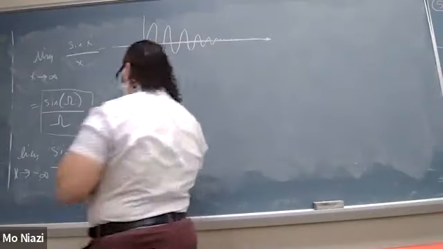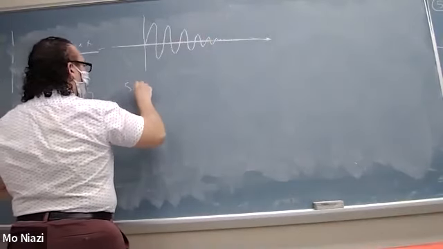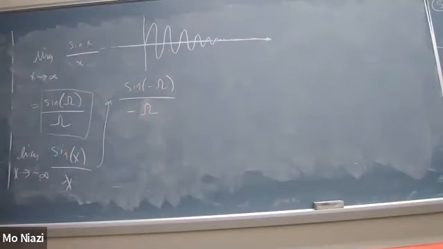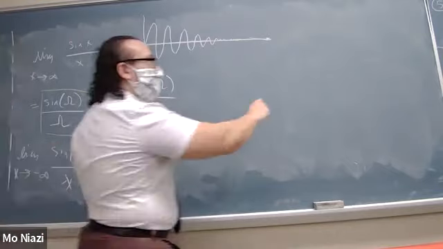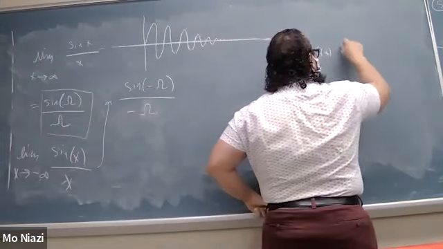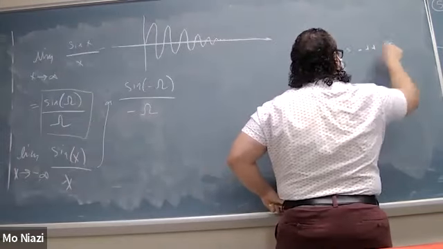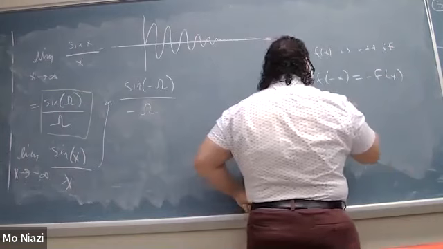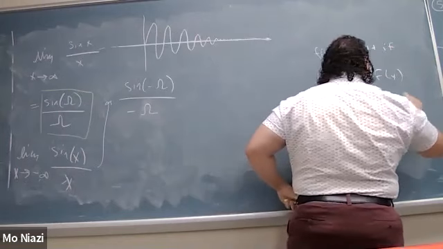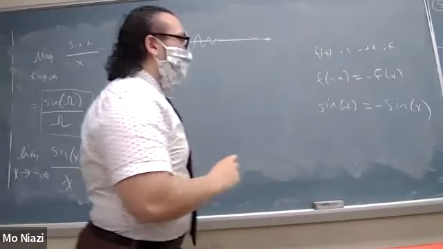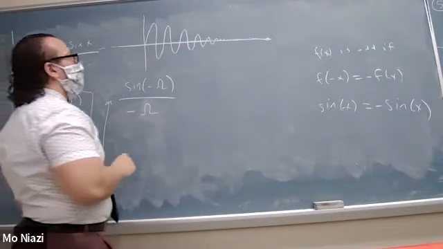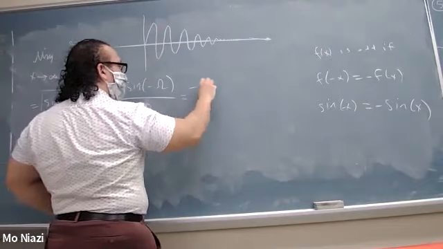So then again, this equals sine of negative capital omega over negative capital omega. But sine is an odd function. You know from trigonometry, a function f of x is odd if f of negative x is equal to negative f of x. So sine is actually odd. Because sine is odd, sine of a negative x is equal to negative sine of x. It's very interesting. It's a geometrical implication. But then this equals this, if that's the case.